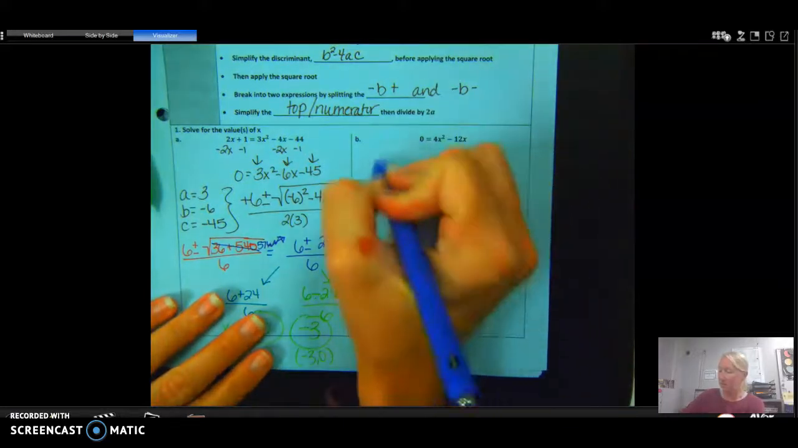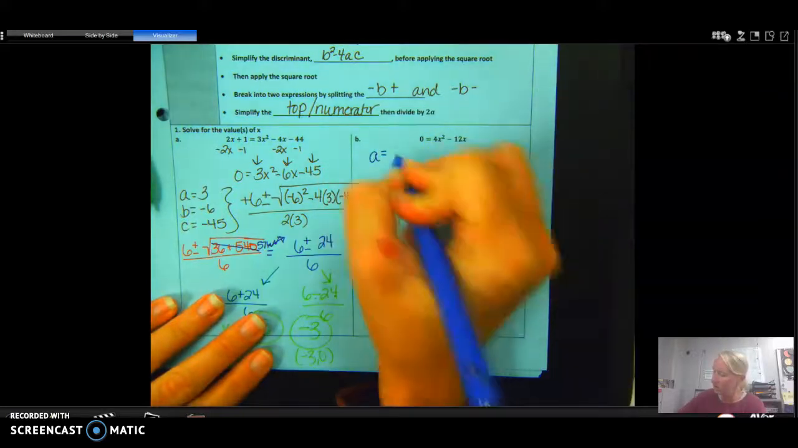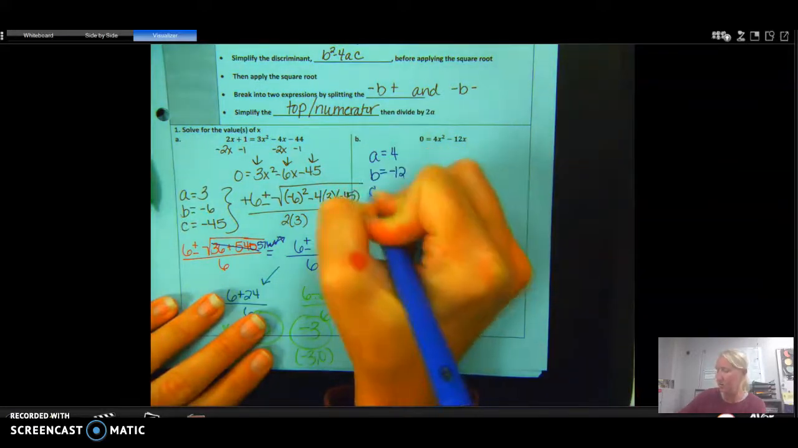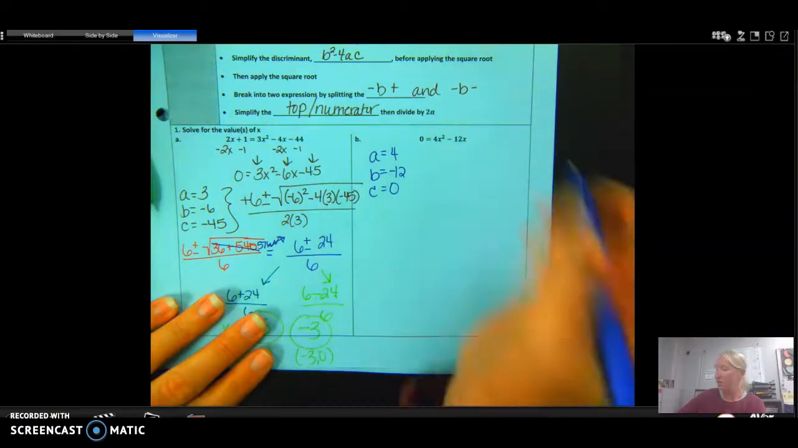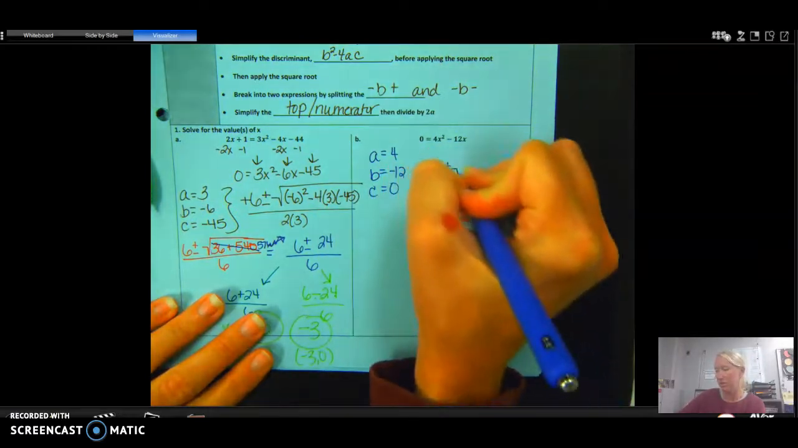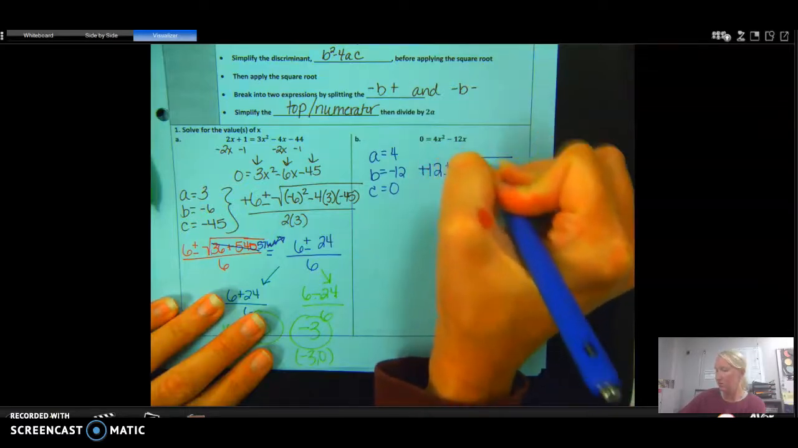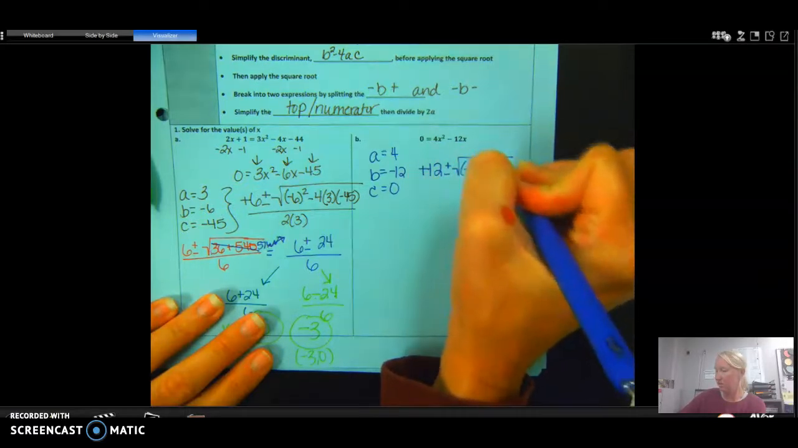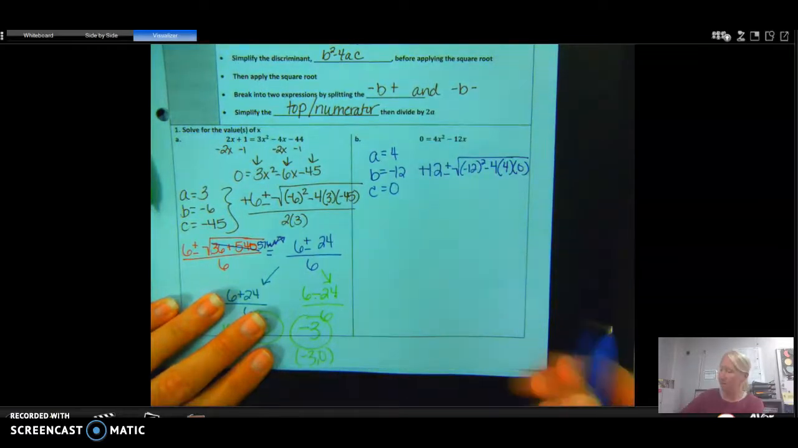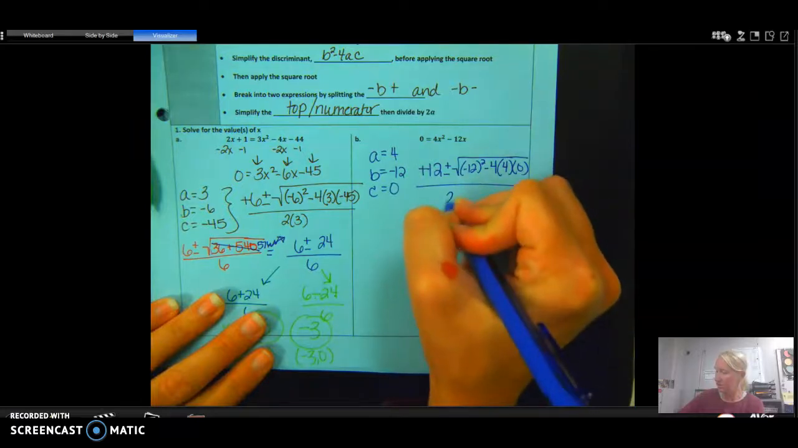So on B, everything's on the same side. So the A value is 4. The B value here is negative 12. And C, we don't have a C, so it's 0. So I'm going to do negative negative 12. So that's a positive 12 plus or minus big square root. B squared, negative 12 squared, minus 4 times A times C of 0. Okay? All that over 2A, so that's 2 times 4.